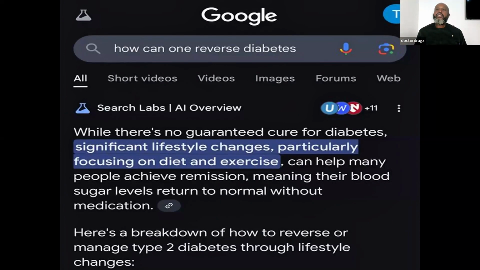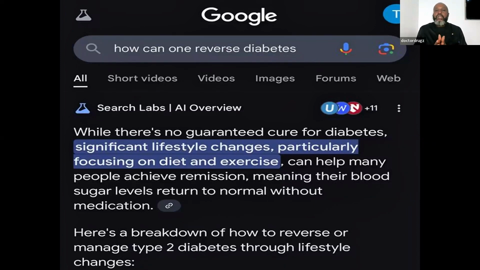You see, Google likes to be very diplomatic, because if it tells you that diabetes can be treated, and you do not find your diabetes treated, you can go and hold Google by the trouser and say, you told me that diabetes is treatable, forgetting that there are a lot of factors that govern this. But let's see. It said that while there is no guaranteed cure for diabetes, that means there may be a cure, but don't call my name.